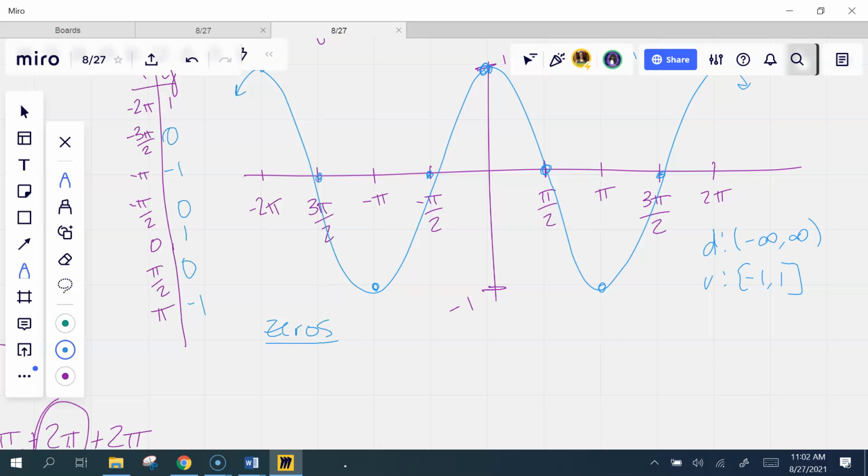K pi instead of 2K pi. Because look, it crosses here, and then it crosses here. How much space is between these two zeros? It's not 2 pi's anymore, it's just one whole pi. So this time, my zeros happen at pi over 2. Oh, that was on the zeros, I'm thinking the maxes and mins. I'm sorry, yeah. Plus K pi, K is an integer.